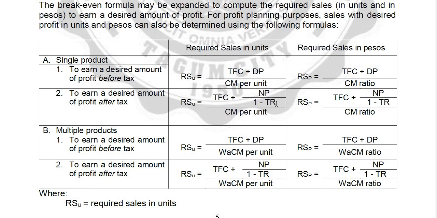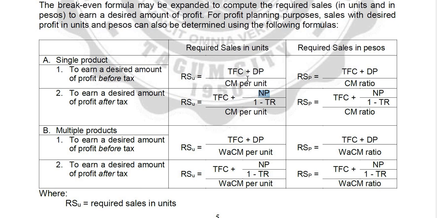Say, again, if the tax rate is 30%, what you're trying to do here is to gross up, so you can compute the income before tax. Because this is the amount you want, this is the profit you want, which is already net of tax.